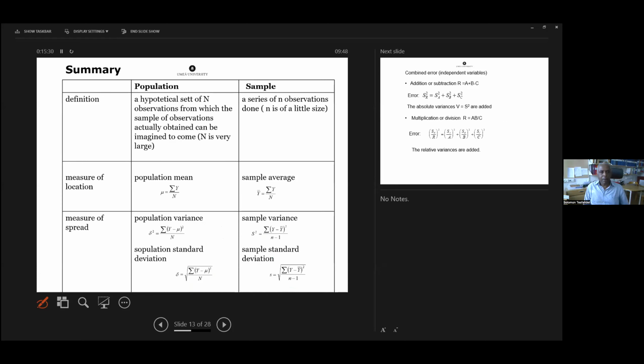Okay, so here is just the summary of what we have talked about: population and sample, some definitions. And I can send this presentation also later on to you if you need it. Yes, it will be great. Thank you. Yeah.